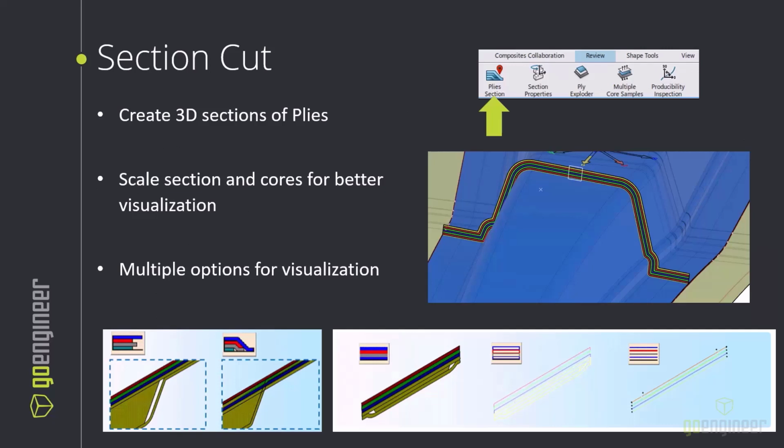Some visualization options. We can develop a section cut where we choose a specific ply or a specific plane in our 3D and cut a section at that plane. And then we have the ability to scale that section of our ply definition and view it a lot easier in 3D and call it out to somebody that we're trying to make notes on or do a design review on, etc. And we have different visualization options available to us as we see down here.